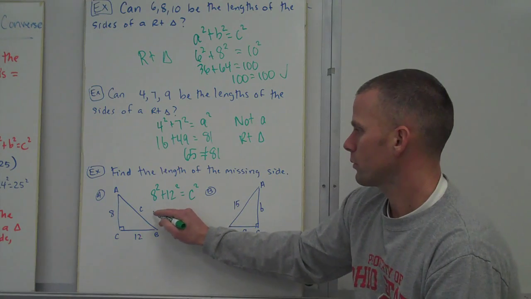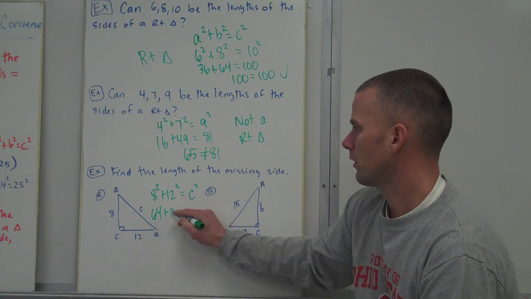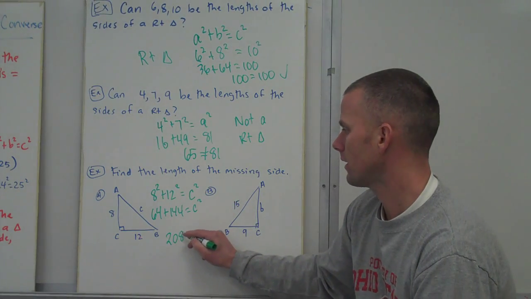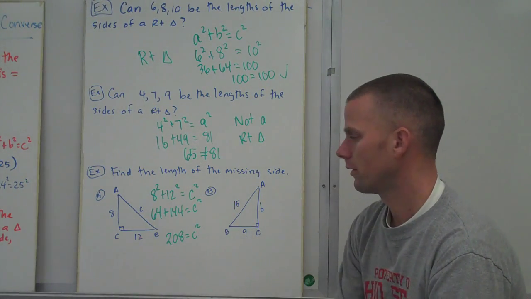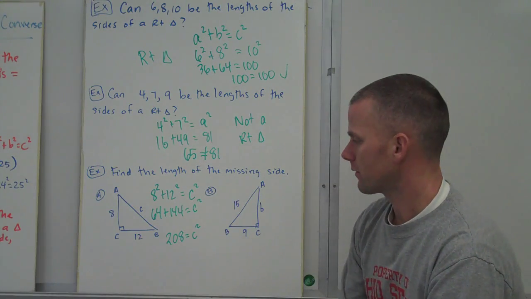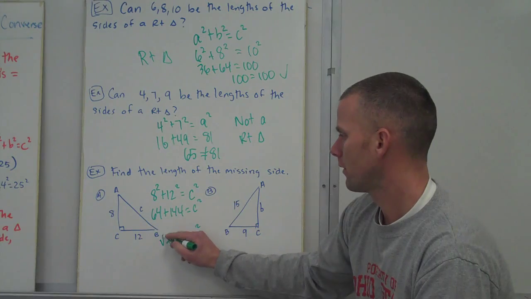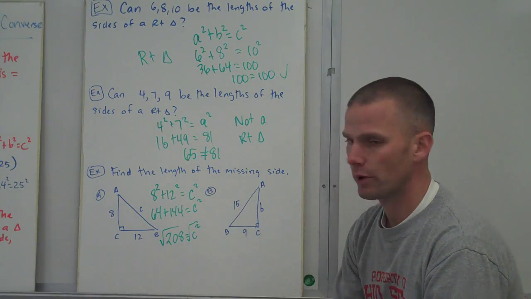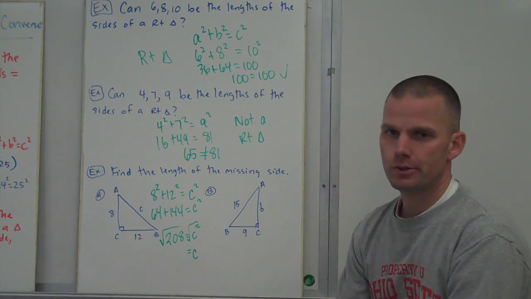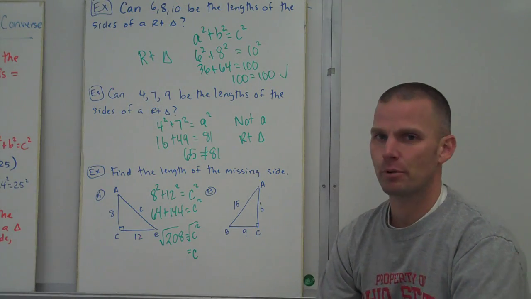So square both numbers, we've got 64 plus 144. Add those up, we get 208 equals C squared. We don't want the value of C squared, we want just the value of C, so to get rid of a square, we take the square root. So here I've got C equals the square root of 208, not a perfect square.